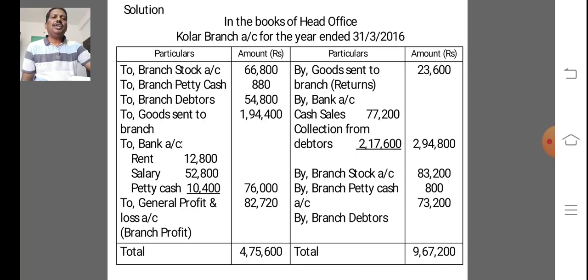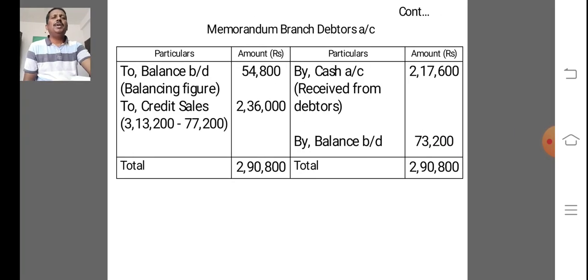And crediting closing assets: by branch stock account 83,200, by branch petty cash 800, by branch debtors 73,200. In this problem, the credit side total is 4,75,600, and the difference on the debit side is 82,720, the balancing figure. We treat it as profit. That profit is transferred to the general profit and loss account.